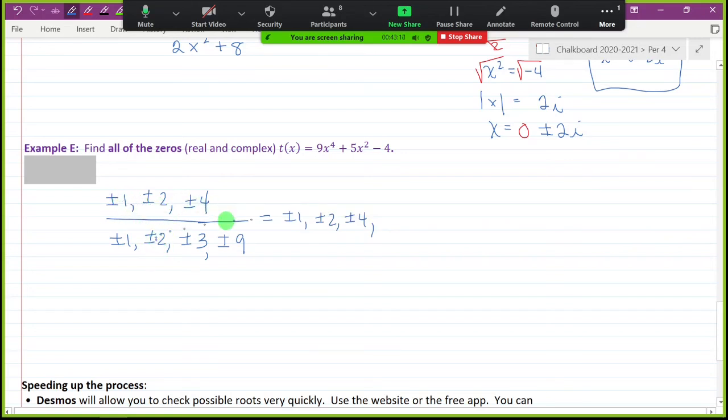Now we divide everything by 2. Well, 1 divided by 2 is 1/2. 2 divided by 2 is 1. That's already on the list. And 4 divided by 2 is 2. That's already on the list. So we don't have to write anything else there.